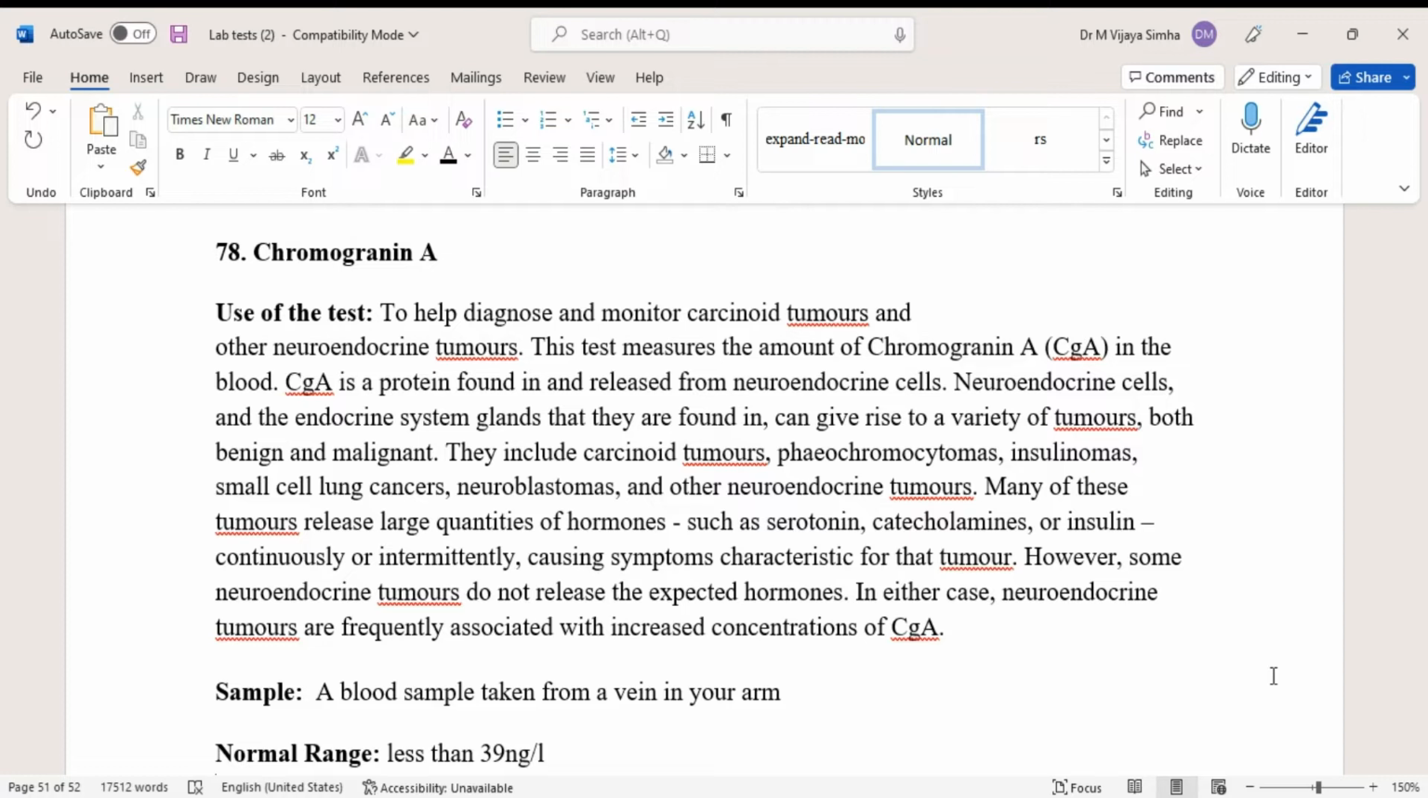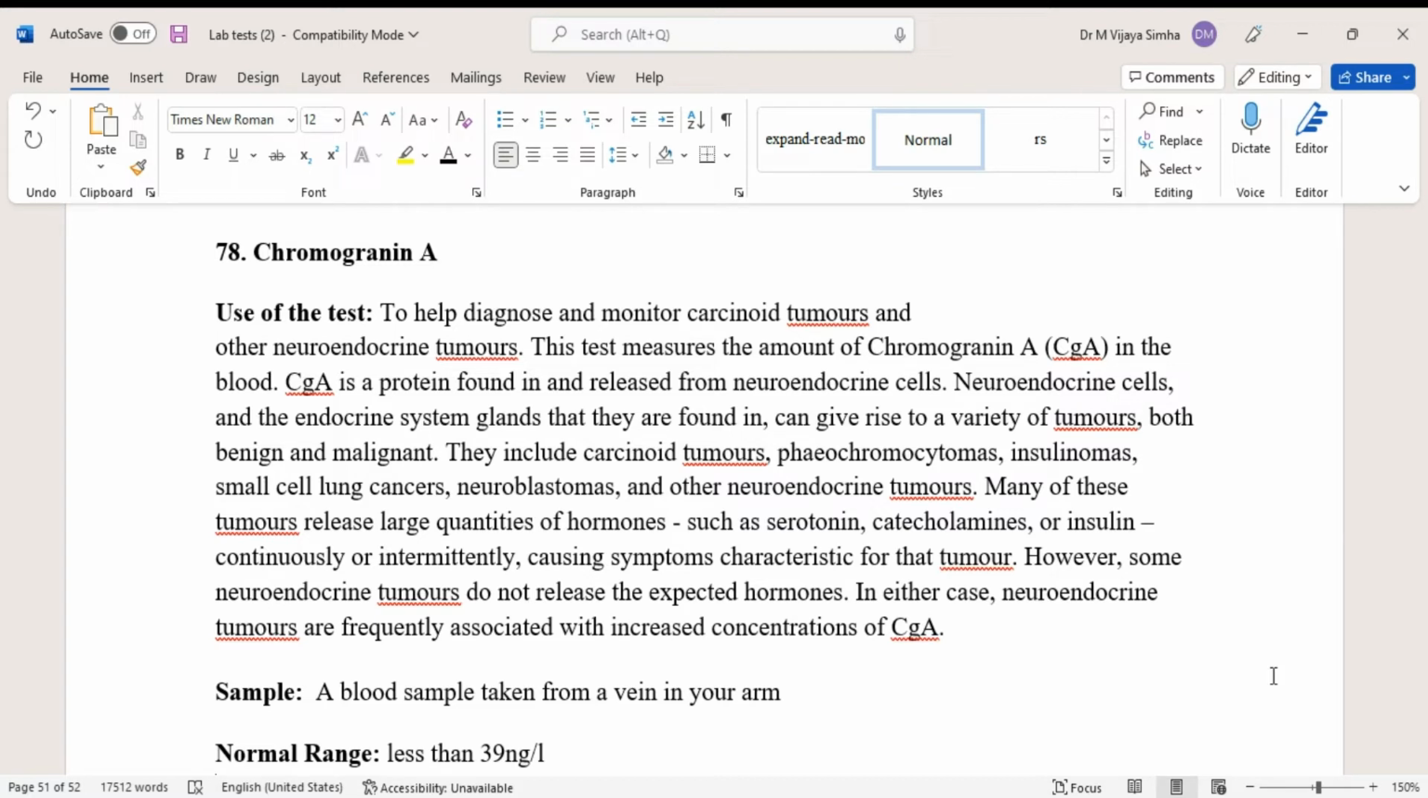Chromogranin A is a protein found in and released from neuroendocrine cells, hormone producing cells. Neuroendocrine cells and the endocrine system glands that they are found in can give rise to a variety of tumors, both benign and malignant. They include carcinoid tumors, pheochromocytomas, insulinomas, small cell lung cancers, neuroblastomas, and other neuroendocrine tumors.